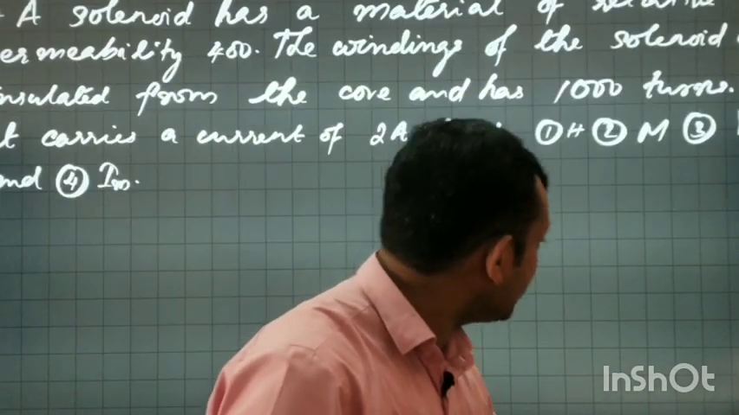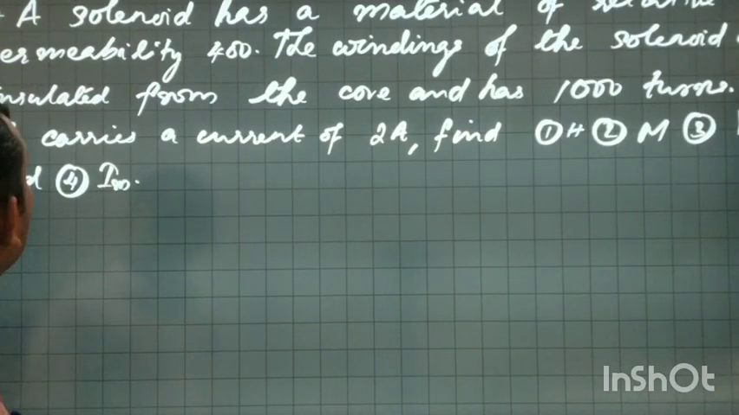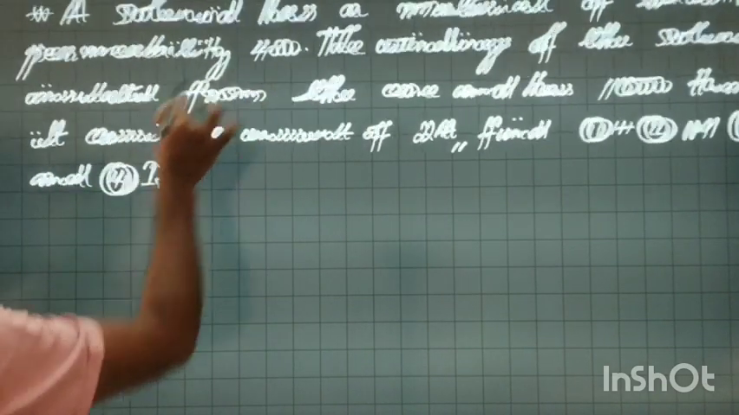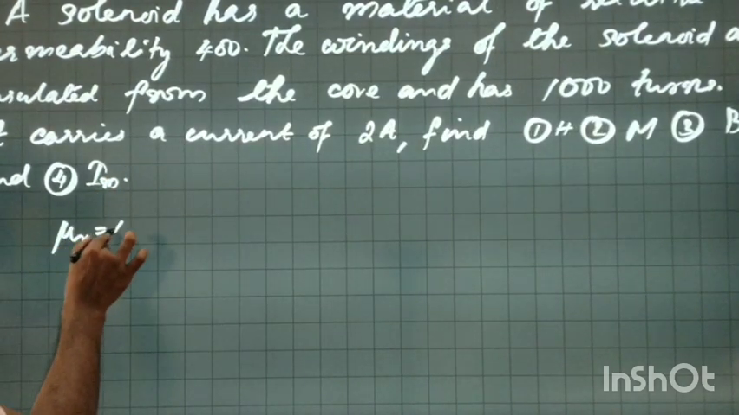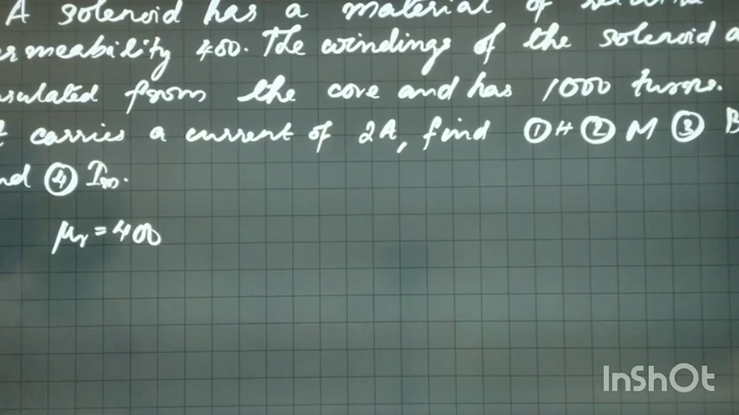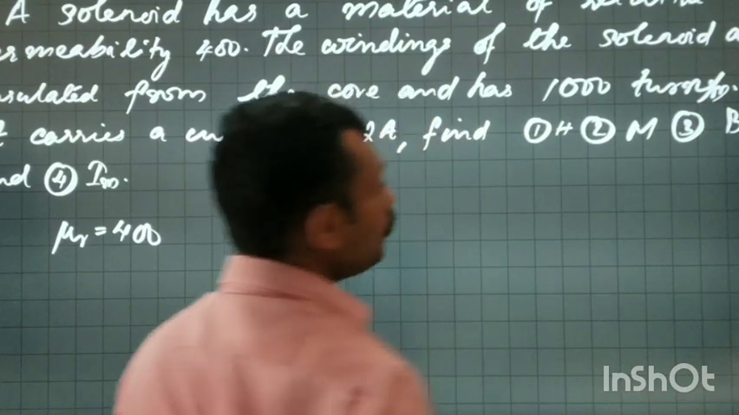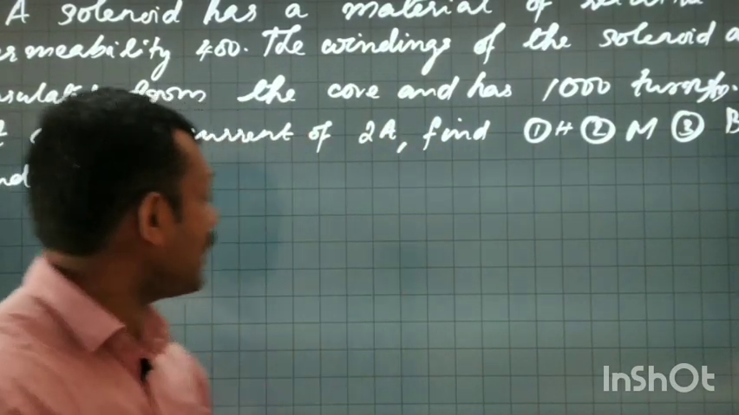Now we will look into another problem. This is an example from NCERT. It's a very, very important example. I don't remember exactly the number. A solenoid has a material of relative permeability 400, that is mu r. Mu r is equal to 400. The windings of the solenoid are insulated from the core and has 1000 turns per meter. If it carries a current of 2 ampere, find H.